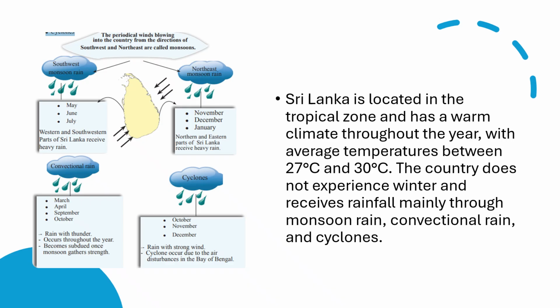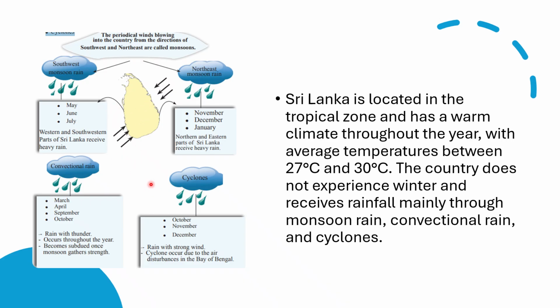Sri Lanka is located in the tropical zone and has a warm climate throughout the year, with average temperatures between 20 Celsius and 30 Celsius. The country does not experience winter and receives rainfall mainly through monsoon rain, convectional rain, and cyclones. As you can see here, these are the monsoon, convectional rains, and cyclones.